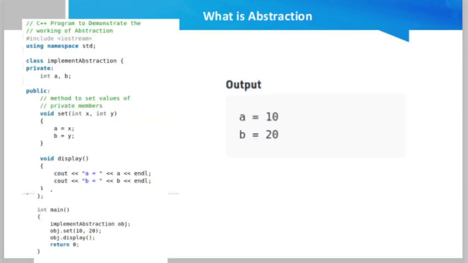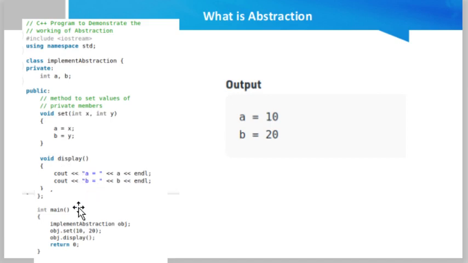Now if we talk in terms of coding, let's take a coding example in C++. Here, this is one class which implements abstraction, and it has two variables, int a and b. These two are private integers. Another method, a public method, sets the integers, whatever values you provide, it will put them into a and b, and then display. That means it will display the values of a and b.